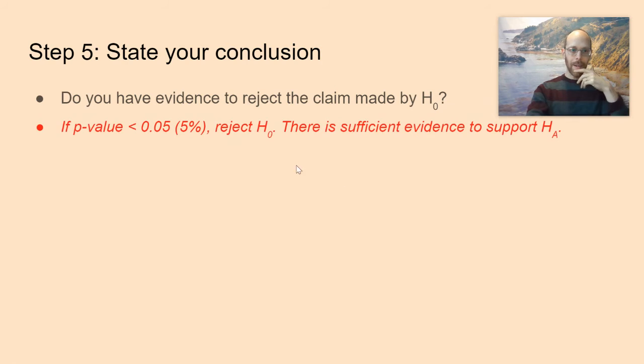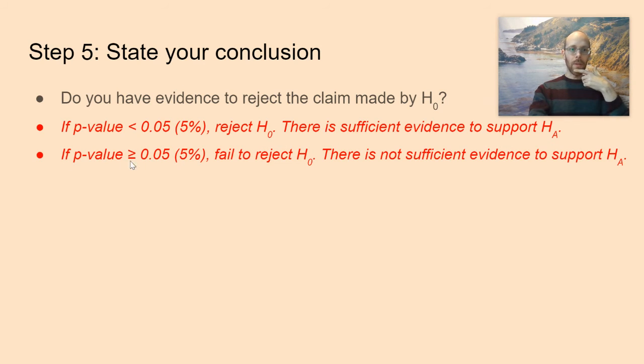Well, here's how you decide. If your p-value is small, if your probability is small, and by small we mean smaller than 5%, you're going to reject the null hypothesis. And you're going to say there is sufficient evidence to support whatever the alternative is.